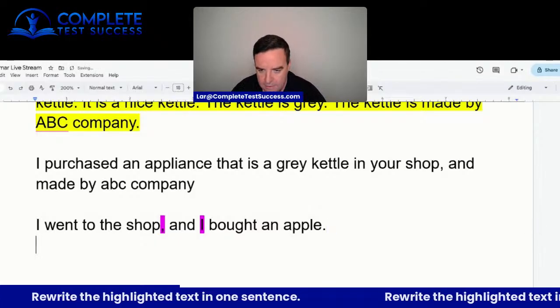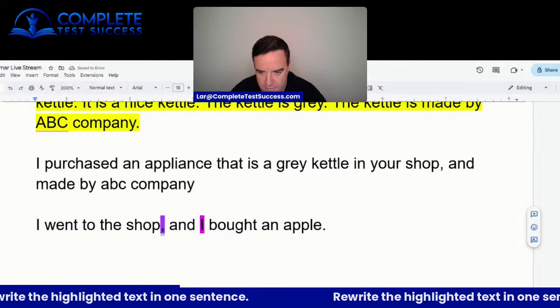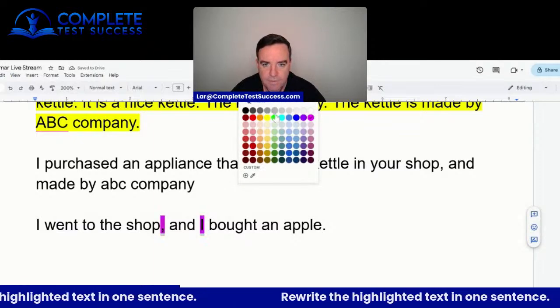But let me recolor that. That's a little bit difficult to look at. One second now. Do something a bit lighter.